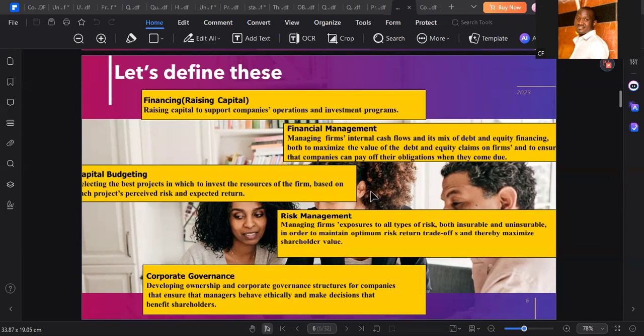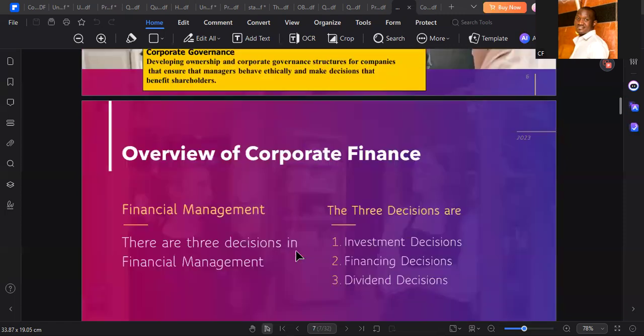We will also look at capital budgeting, where we're going to look at the appraisal methods that are used in determining the best viable projects to undertake. Risk management, where we're going to look at risk and return, understanding the types of risks that a company is exposed to, both insurable and non-insurable, and how to minimize or diversify certain risks. In corporate governance, we're going to look at the ownership and corporate governance structures of companies, and ethics that are expected to benefit the shareholders.